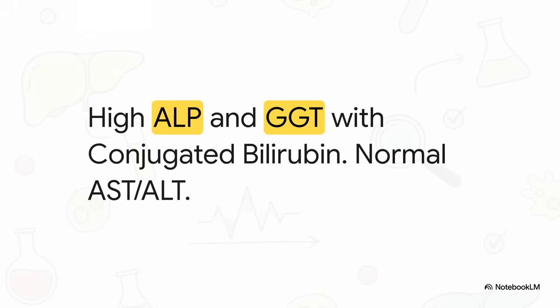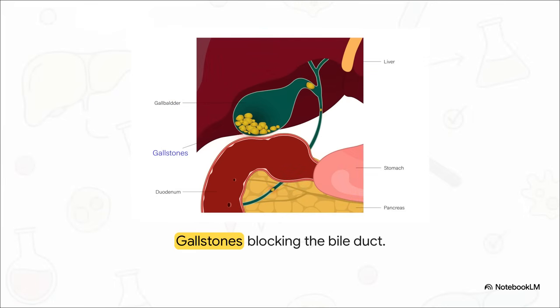So what does this tell us? Well, the crucial point here is that normal AST and ALT completely rule out hepatocellular injury. His liver cells themselves are perfectly healthy and conjugating bilirubin just fine. But the high ALP, GGT, and conjugated bilirubin point exclusively to a posthepatic obstruction. The flow is completely blocked. Based on our diagnostic logic, John has an extrahepatic obstruction.